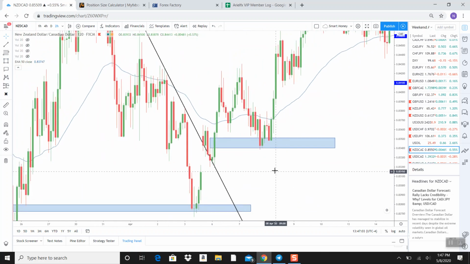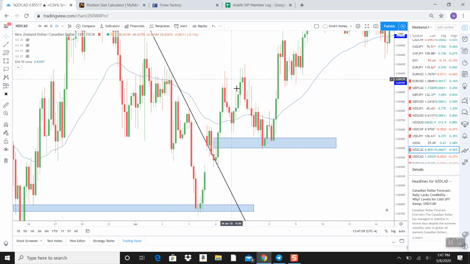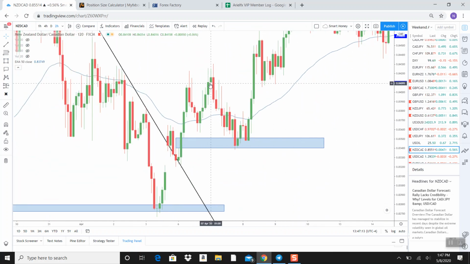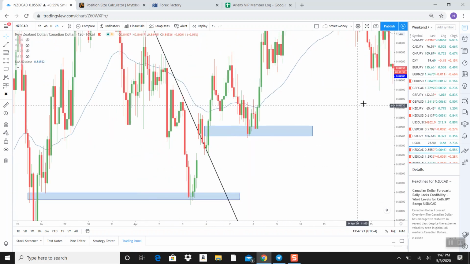Inefficiency. It didn't quite come down and fill this inefficiency, so we don't enter. We wait for it to do that. And if it doesn't, and it breaks structure and continues, we just simply don't enter. We have to be disciplined in our trading. It comes up, comes back down, fills the inefficiency, you enter here.